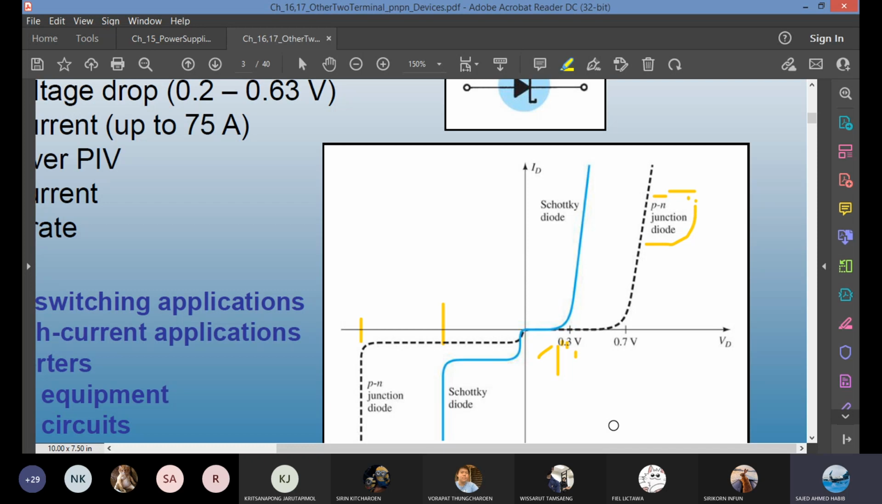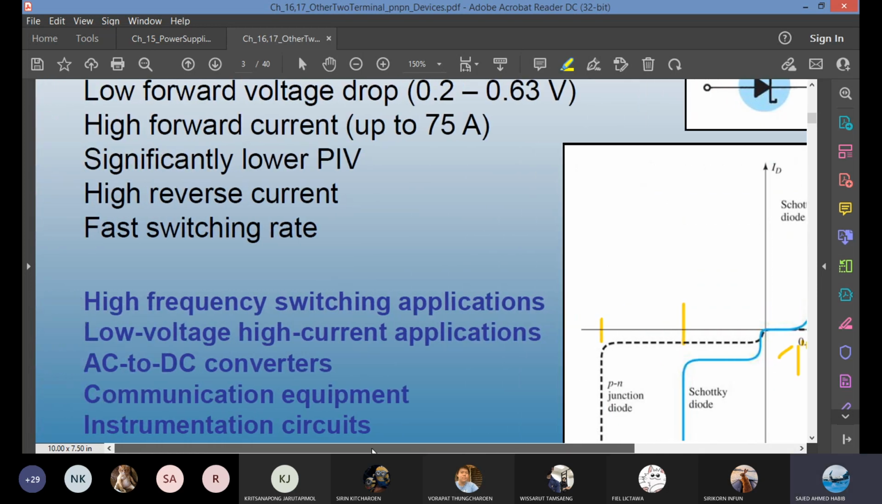Do you know why? Because we are talking about the recovery time, but for the case of the Schottky diode, there is really nothing to recover from. There is no depletion region. It's because of the construction technique, it's negligible, it's not there.